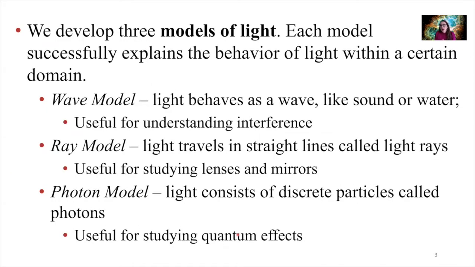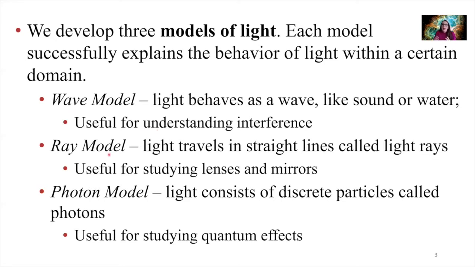Actually, there are three models of light that we can use to describe how it behaves. Each model successfully explains the behavior of light within a certain domain. Right now, we're thinking about the wave model of light. Light behaves like a wave, like sound or water, like we've been already talking about. This is useful for understanding interference, how light interferes constructively and destructively, which is going to be the topic for our next few mini lectures, and that's the topic of wave optics.